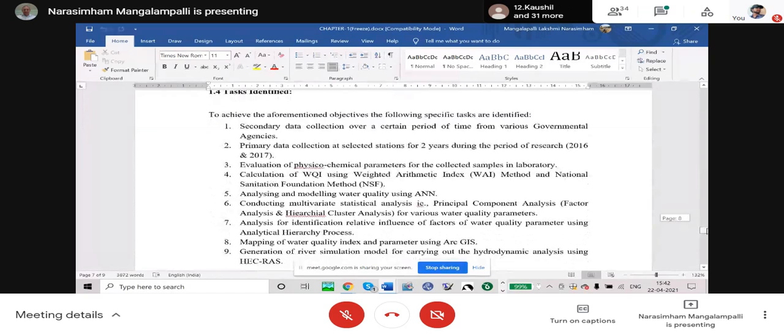Now, how will you fulfill those objectives? You will fulfill those objectives by doing some work, conducting certain activities like experimentation or calculation or both. So, to achieve the aforementioned objectives, the following specific tasks are identified. So, this is what your research process is.